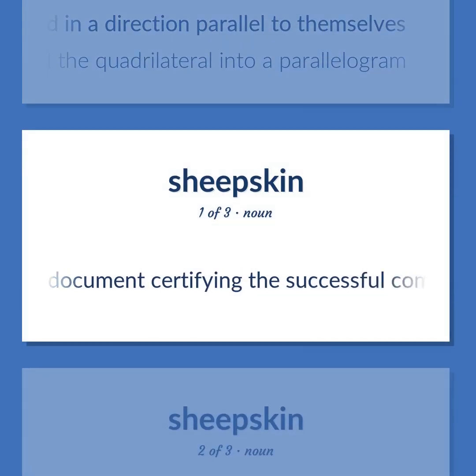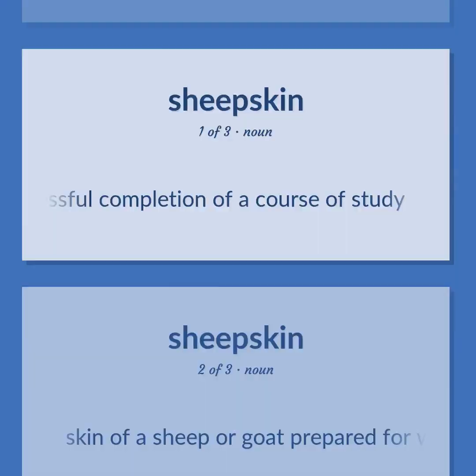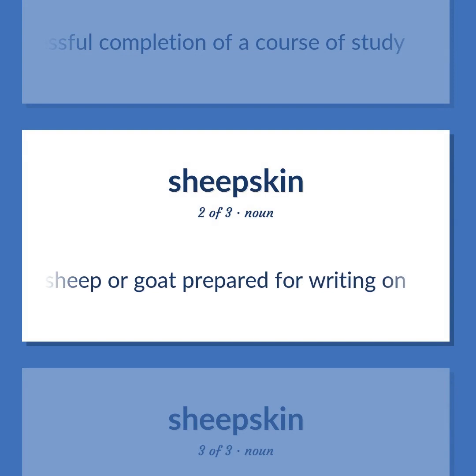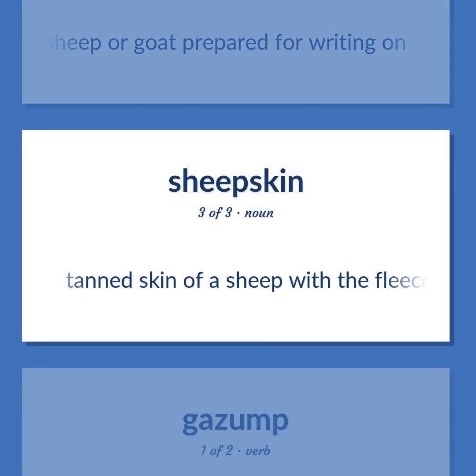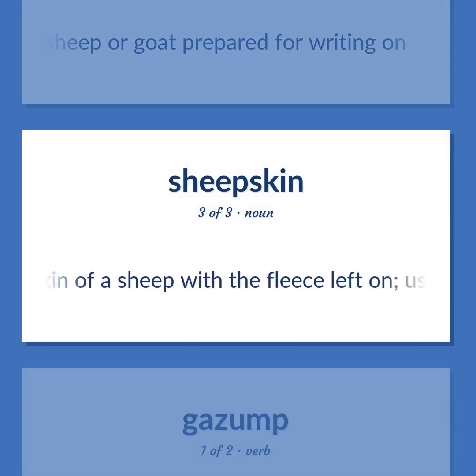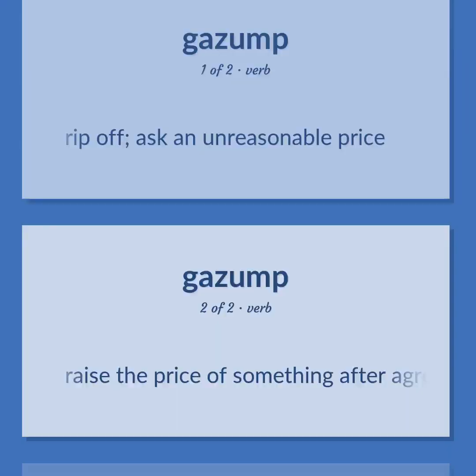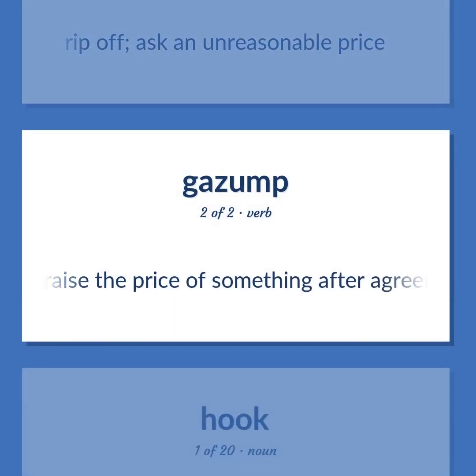A document certifying the successful completion of a course of study. Skin of a sheep or goat prepared for riding on. Tanned skin of a sheep with the fleece left on, used for clothing. Rip off. Ask an unreasonable price. Raise the price of something after agreeing on a lower price.